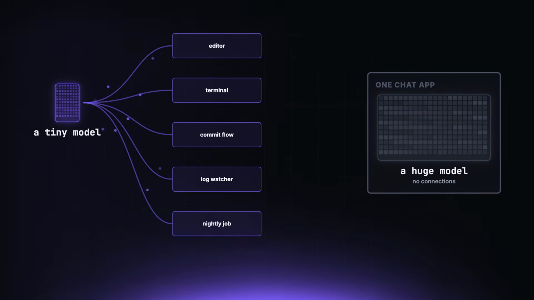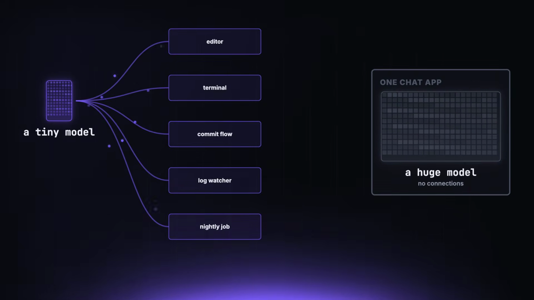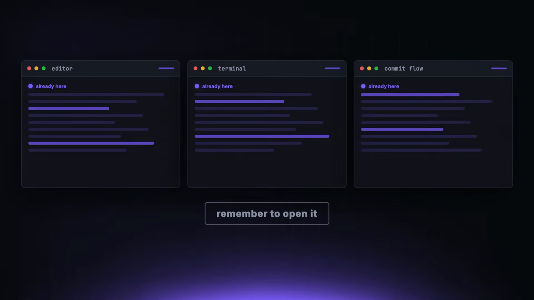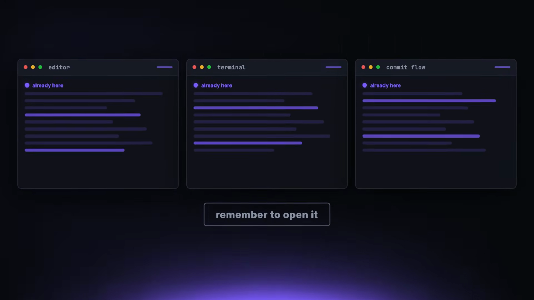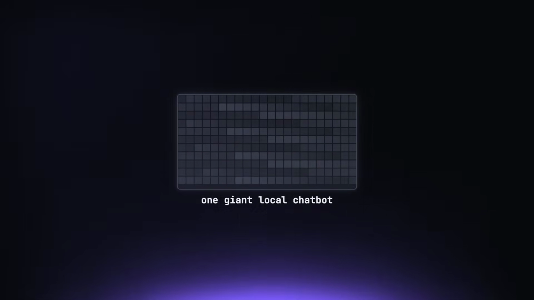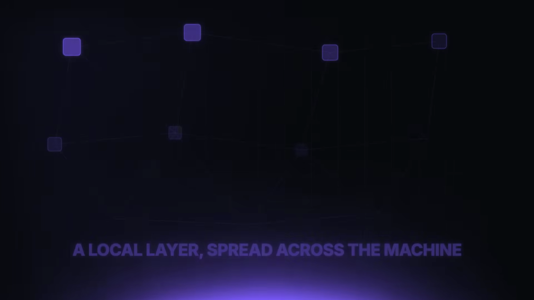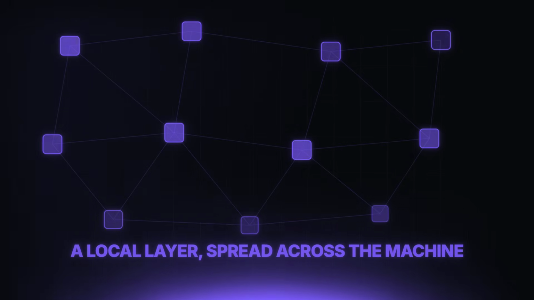And this is why small models matter so much. A tiny model connected to 5 useful workflows can beat a huge model trapped in a chat app, because a tiny model is present where the work happens. It is not waiting for you to remember to open it. It is part of the machine. That is the future I find genuinely exciting. Not one giant local chatbot, but a local layer of small, cheap intelligence spread across your computer.